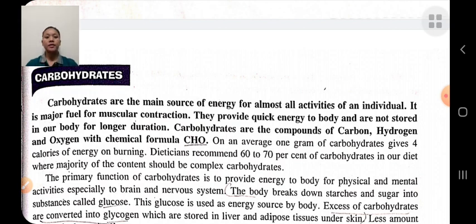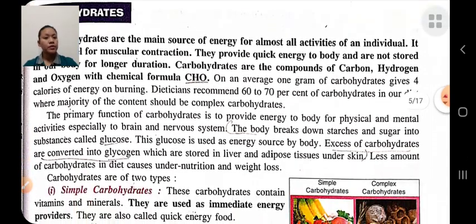Carbohydrate is a compound of carbon, hydrogen, and oxygen. 1 gram of carbohydrate gives you 4 calories of energy, and we should take 60 to 70% carbohydrate in our diet. The food which we eat contains nutrients, of which we first discuss carbohydrate. The prime function of carbohydrate is to provide energy.